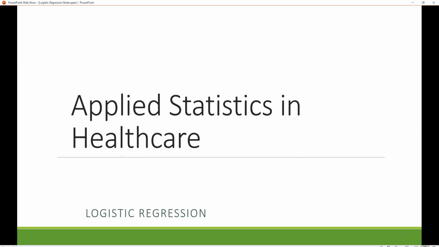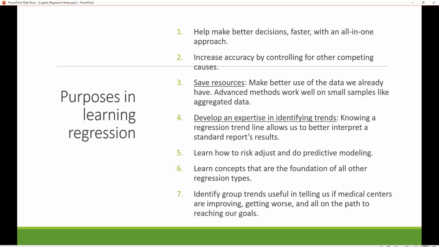Hi everyone, this is the Applied Statistics in Healthcare series, and in this series we're covering logistic regression. So we'll begin with purposes in learning regression, and they are first to help make better decisions faster with an all-in-one approach.